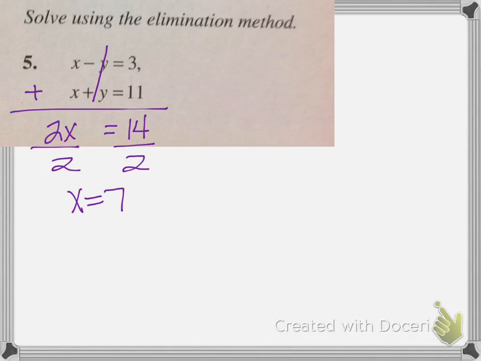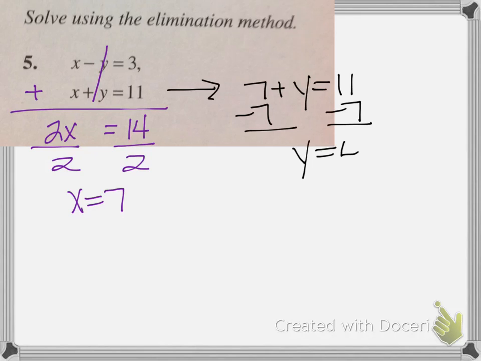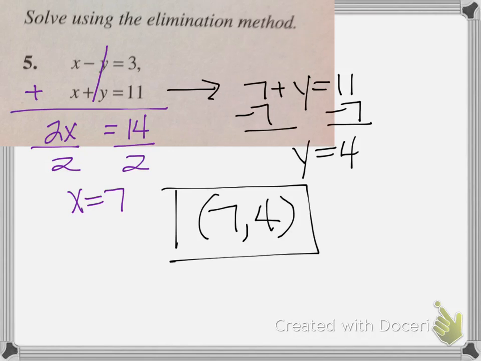Now to find the y that goes with it, you simply substitute into one of your equations. I'm just going to use the bottom one, it doesn't matter. 7 plus y equals 11. Subtract 7 from both sides, y equals 4. So my solution is 7, 4. And again, you can check that. This would be a really easy mental check. 7 minus 4 is 3, and 7 plus 4 is 11, so it checks out perfectly.